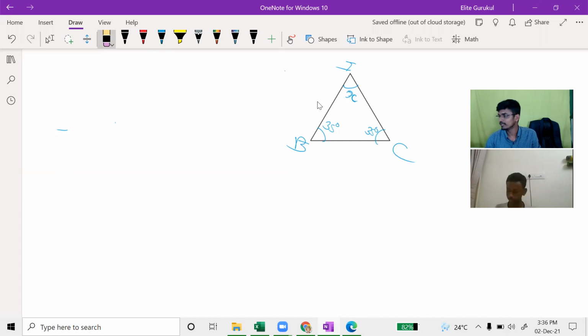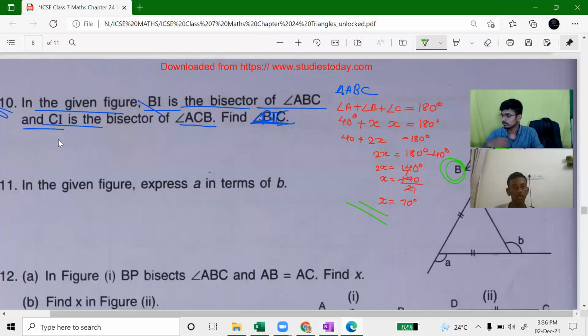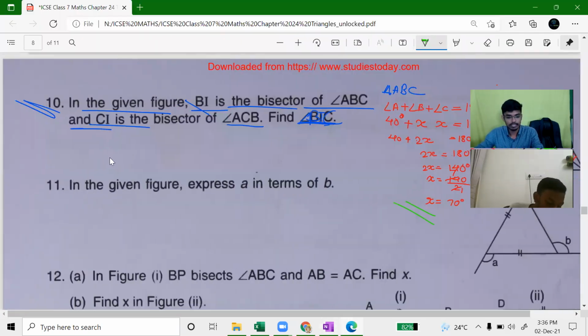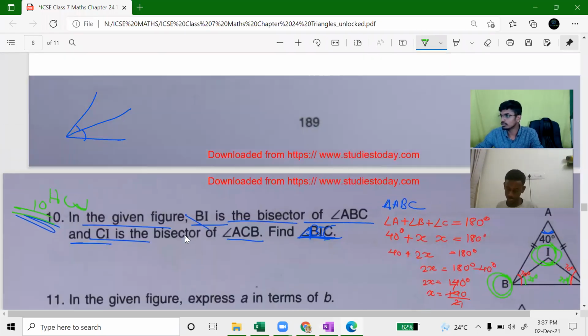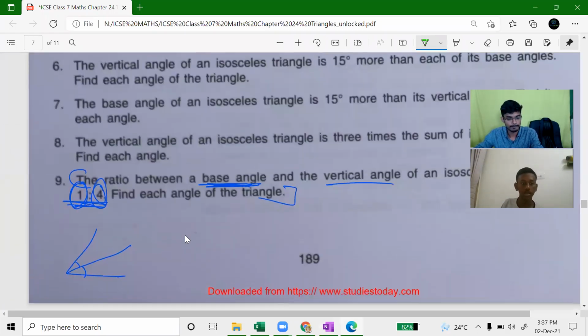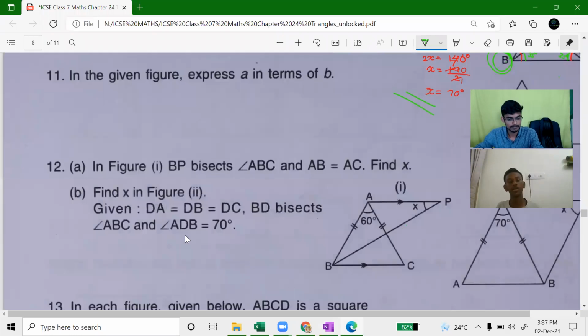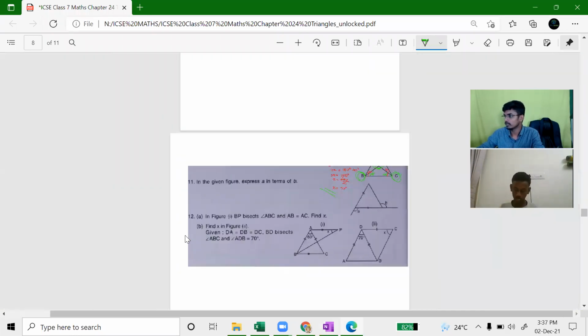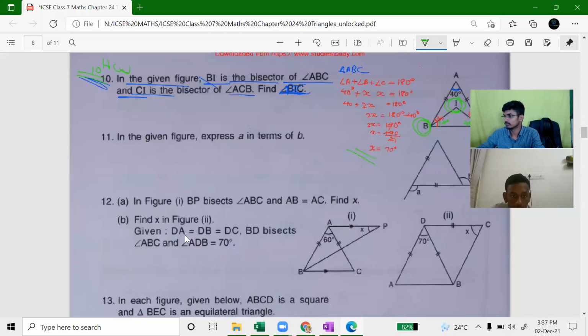Now you have to do this as homework. Yes, sir. Which one? The 10th one. Have you written the solution? Yes, sir, I have written the solution for the 9th one. Okay. Come to question number 11. It is quite a tricky question. Let's do that.